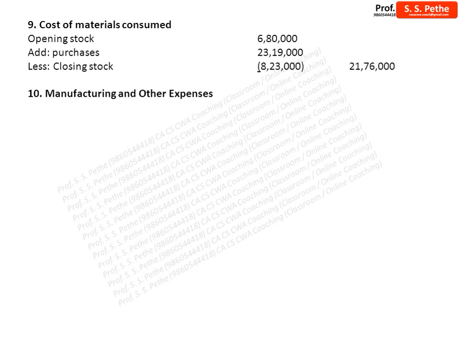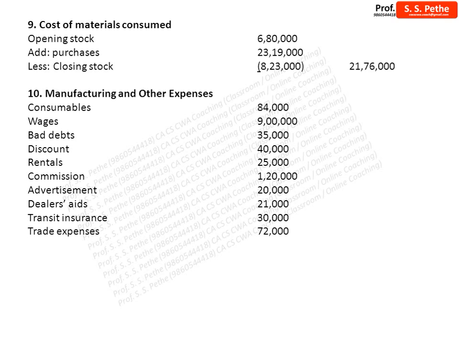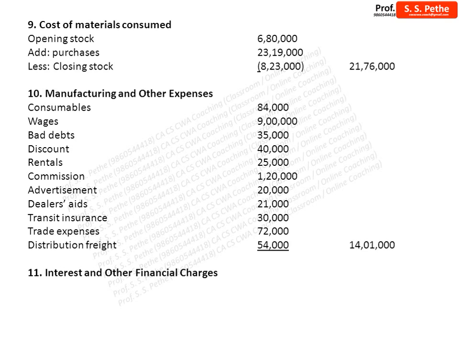Manufacturing and other expenses, there are a lot of items you will see in this: consumables, wages, bad debts, discount, rental, commission, advertisement, dealers aids, transit insurance, trade expenses, distribution, freight. We have already analyzed all these items, and now we are arranging them in the notes, and the total of manufacturing and other expenses is coming 14,01,000. Interest and other financial charges. Let's see, interest on bank loan 1,16,000. Debenture interest 20,000. So total is 1,36,000.